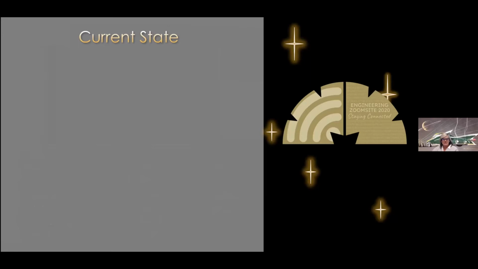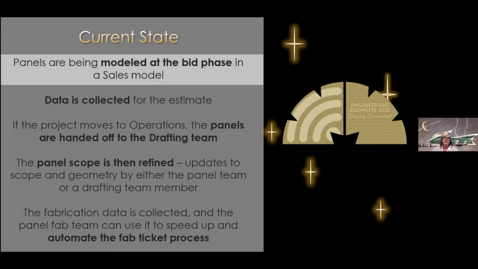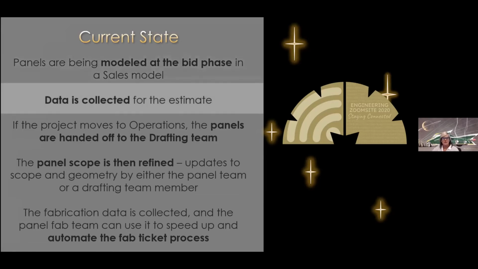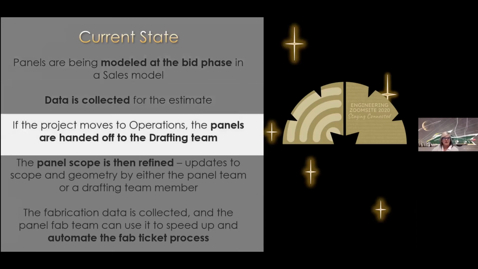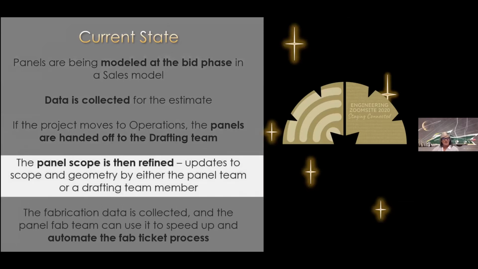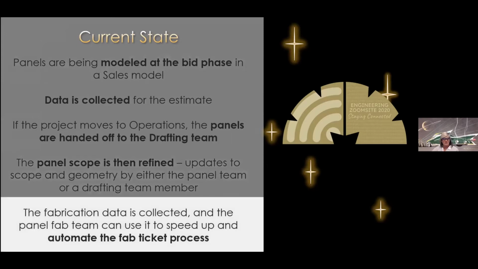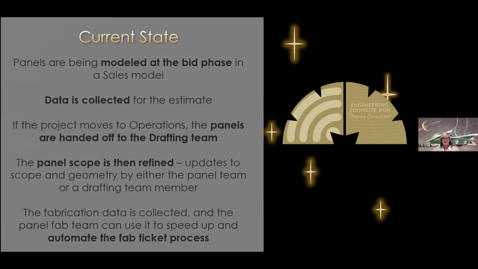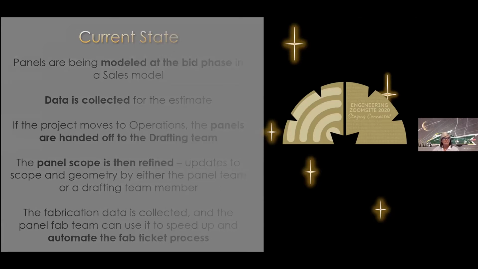Okay, all right. So current state, what are we doing? Right now, panels are being modeled at the bid phase in the sales model. We're getting that data collected for the estimate. If the project moves to operations, drafting team members and panel team members take over updating those panels. They refine that scope, and then we hand off that data to the fab team. That's all happening right now, and it's always evolving.